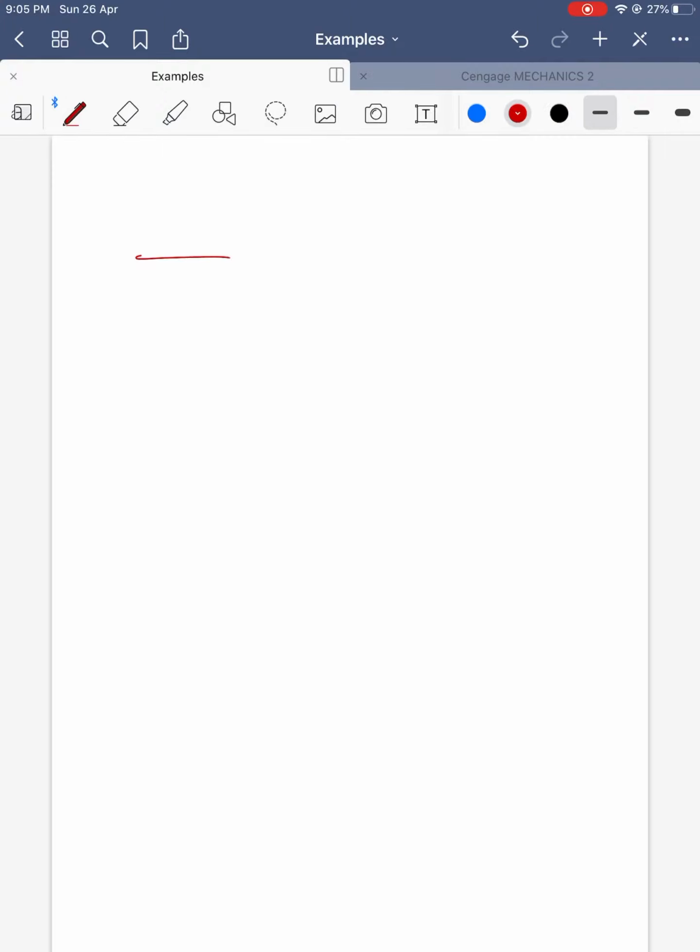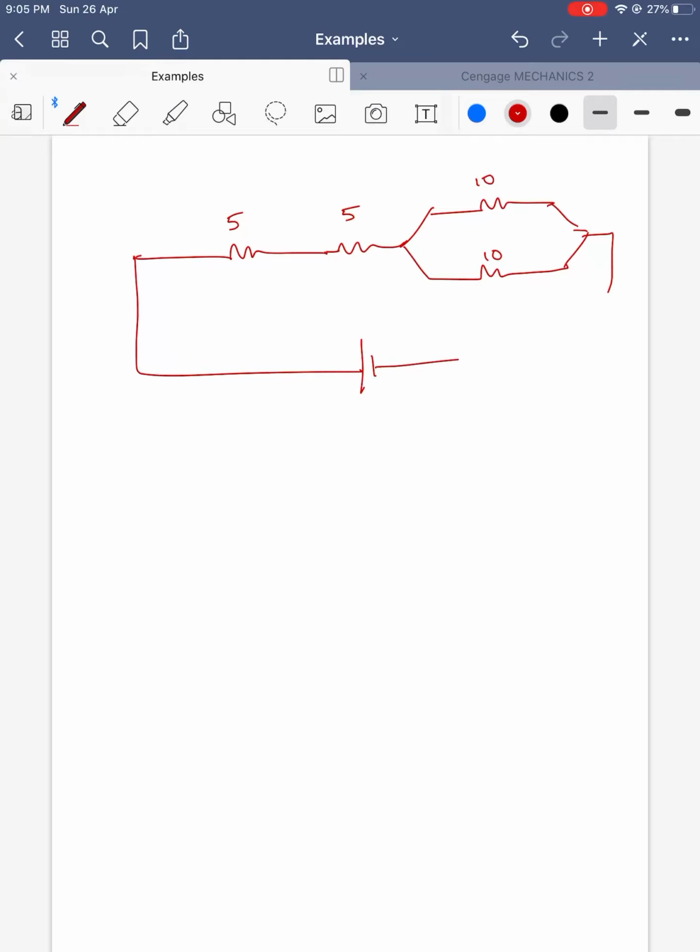Question. 5 and here 10 and 10 ohms resistance are arranged. Now it is connected to a 15 volt battery. Find the voltage across this. X is equal to how much?